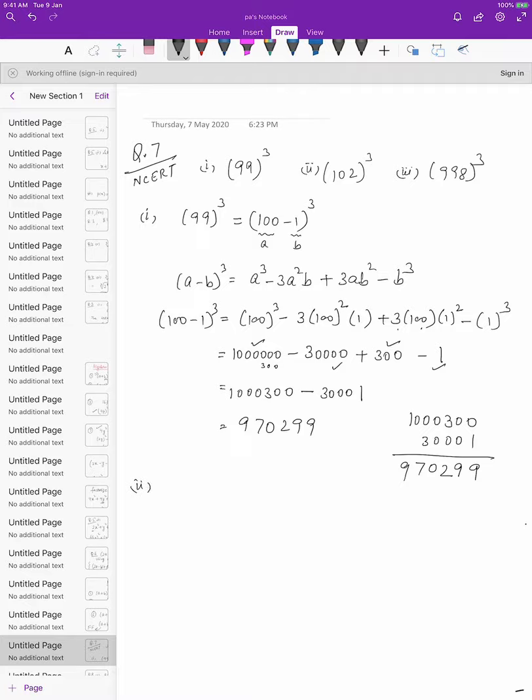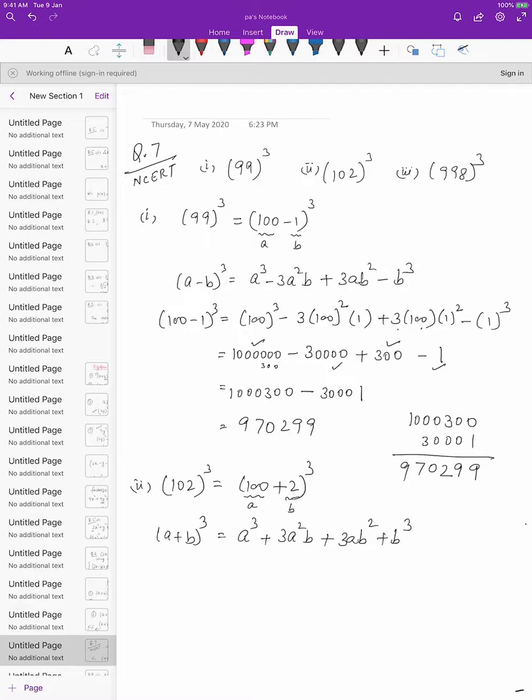Second is 102 whole cube, which can be written as 100 plus 2 whole cube. So here again our A will be 100 and B will be 2. So let's write down the identity: A plus B whole cube, which is A cube plus 3A square B plus 3AB square plus B cube.